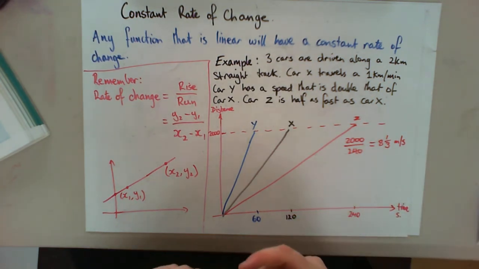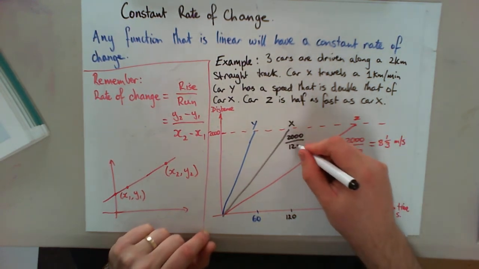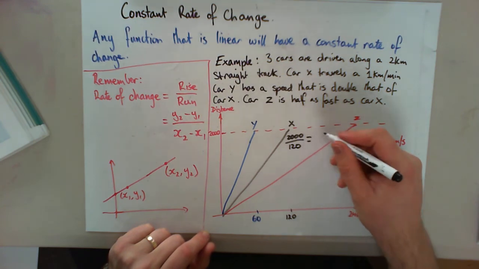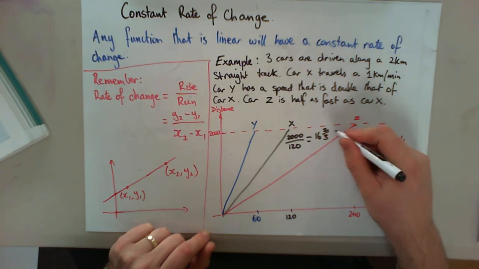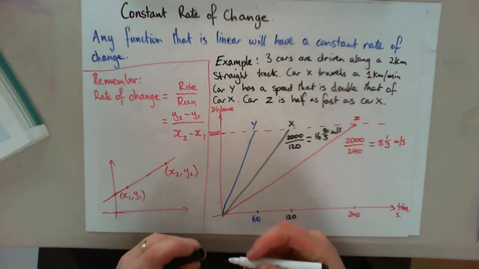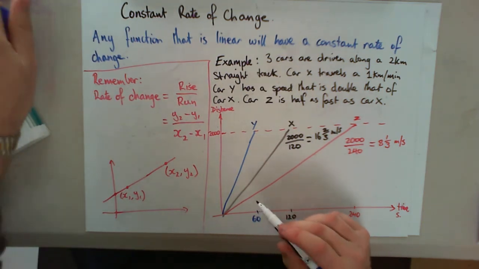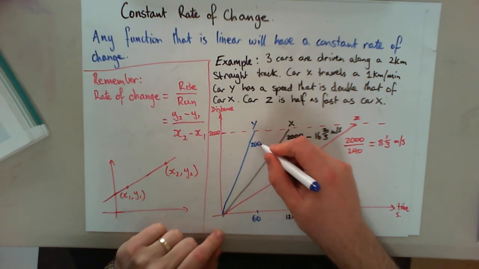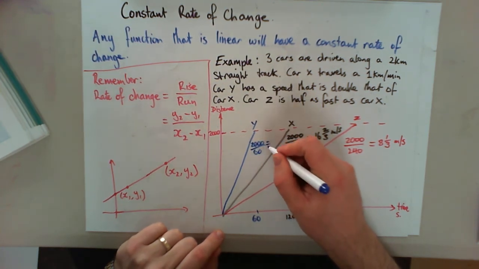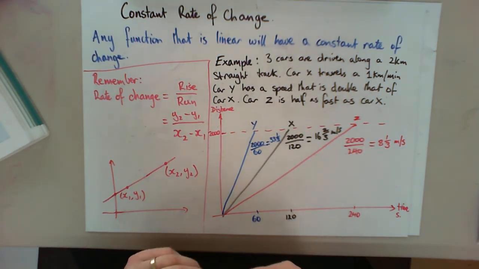If we have a look at X this time, we have 2,000 over a time of 120 seconds, which means our rate of change is 16 and 2/3 meters per second. I just want to simplify that fraction. When we look at car Y, our rise is still 2,000, but our run is only 60. So we're 2,000 on 60, which gives us a rate of change of 33 1/3 meters per second.